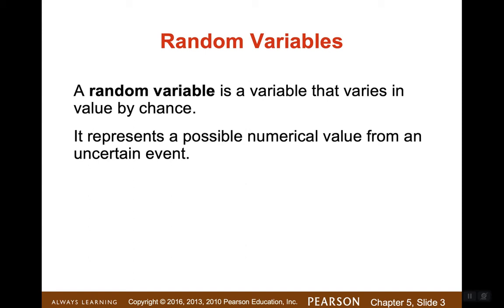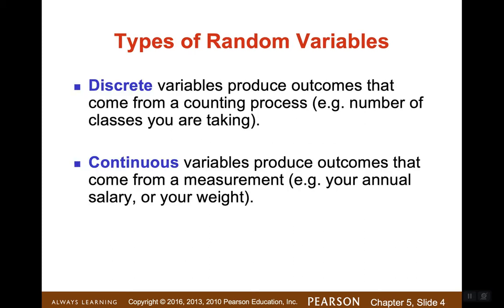First thing we have is something called a random variable. A random variable is a variable that varies in value purely by chance. It represents some type of possible numeric value from some uncertain event. Something will happen, and we can get any possible numbers within a particular range or specification. So that's a random variable.